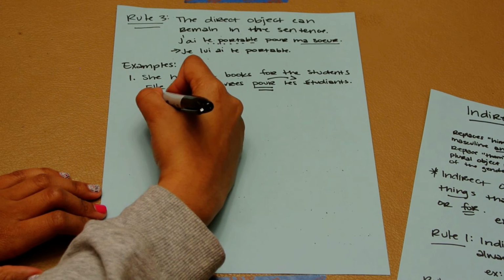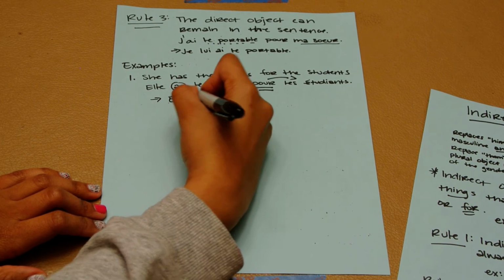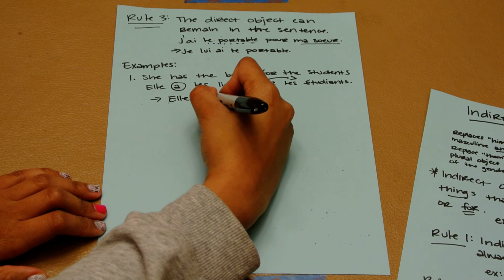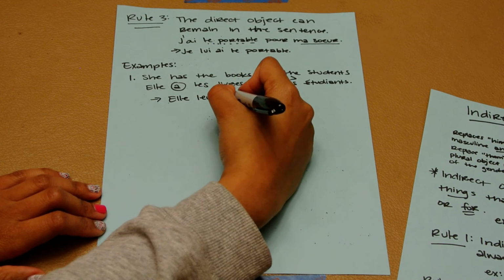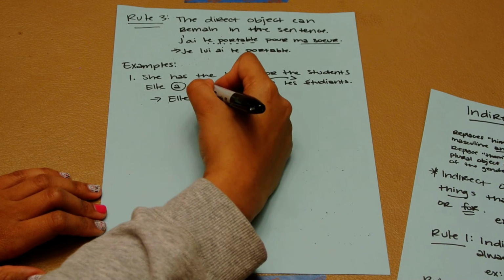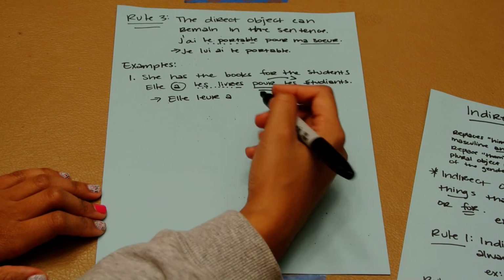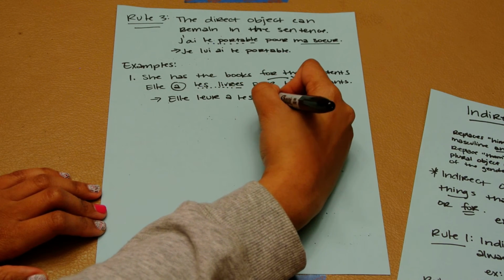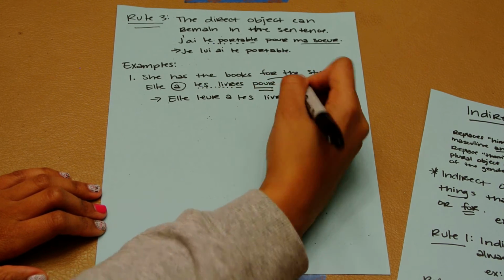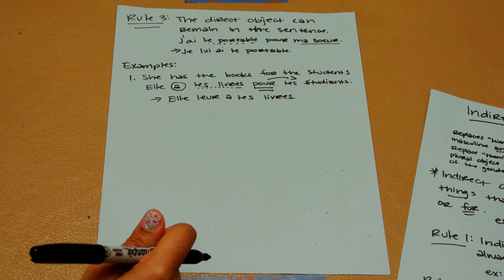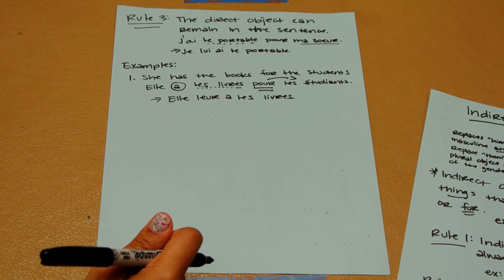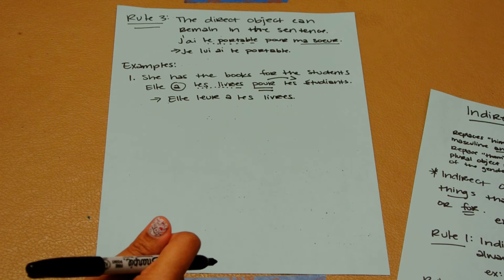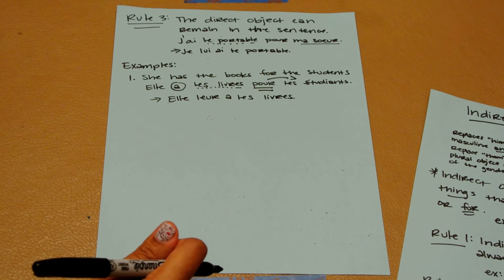So we would have elle, leur, then our verb, a, and we can keep les livres in there because that's our direct object. Les livres. So elle, leur, a, les livres. Okay? Let's try another example.